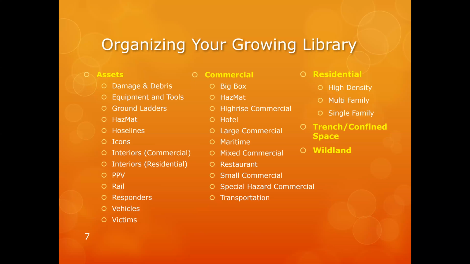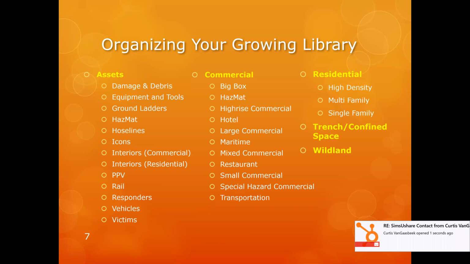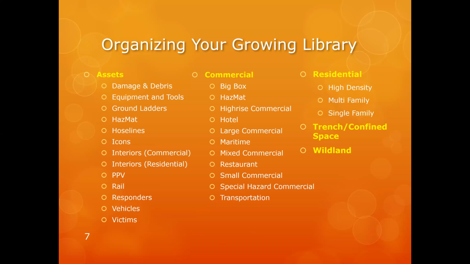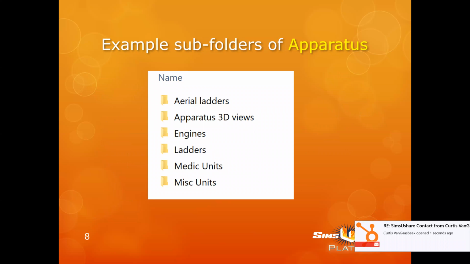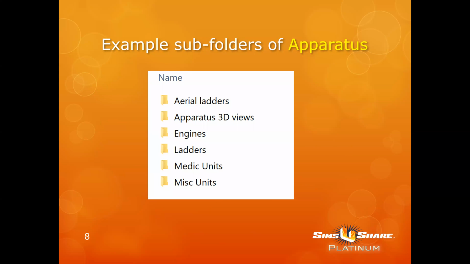In a residential category, we just broke it into single family, multifamily, or some high density. Of course, you could create more categories, but we just wanted some sort of starting point. And then there can be some special purpose categories like trench or confined space or wildland, or other types of things that might be specific for your first due. Now, once you're in each category, you also will likely want to break those down as well. For example, in terms of apparatus, you may have aerials, engines, ladders, medic unit, miscellaneous unit.